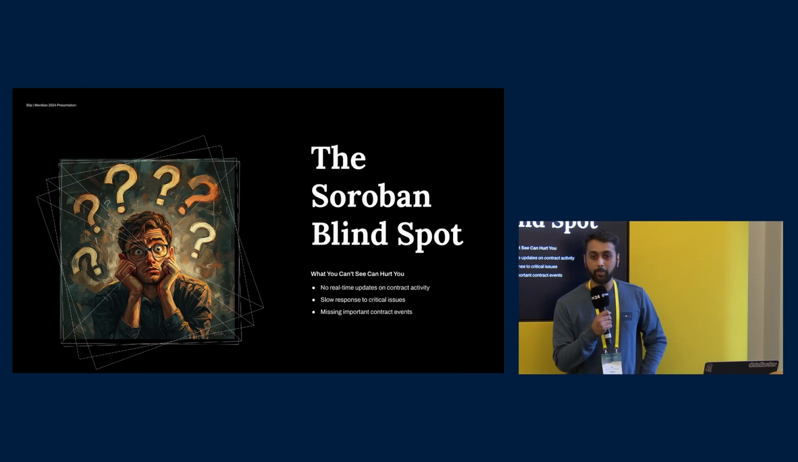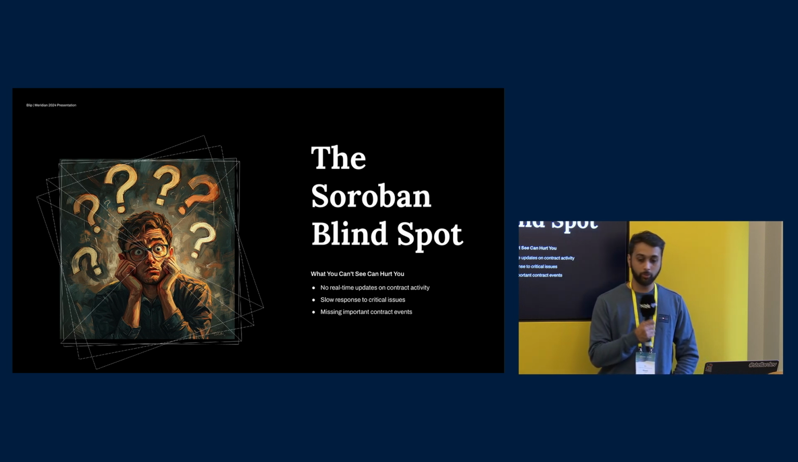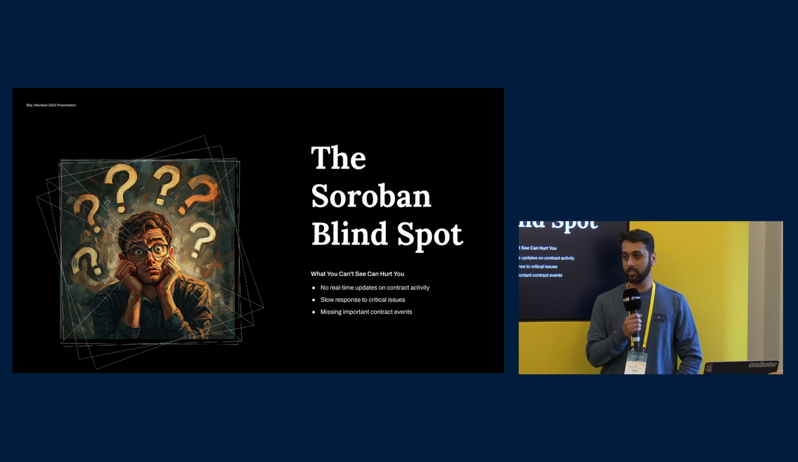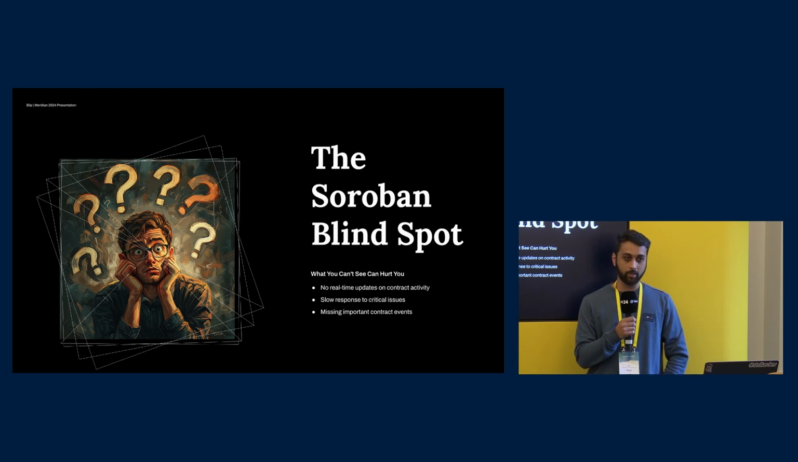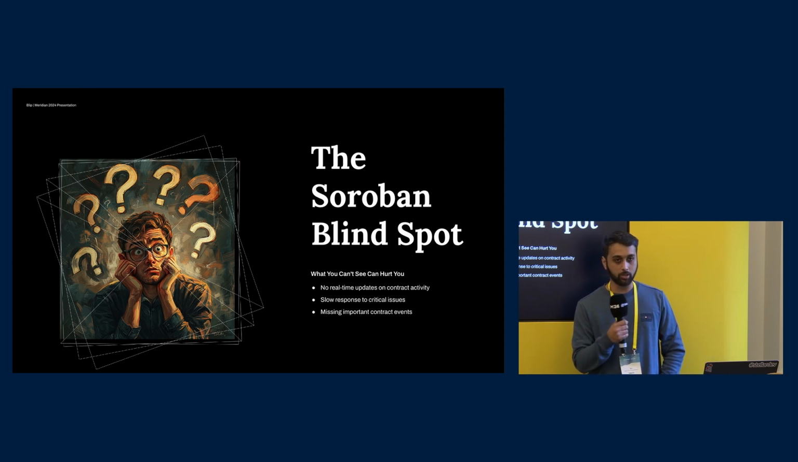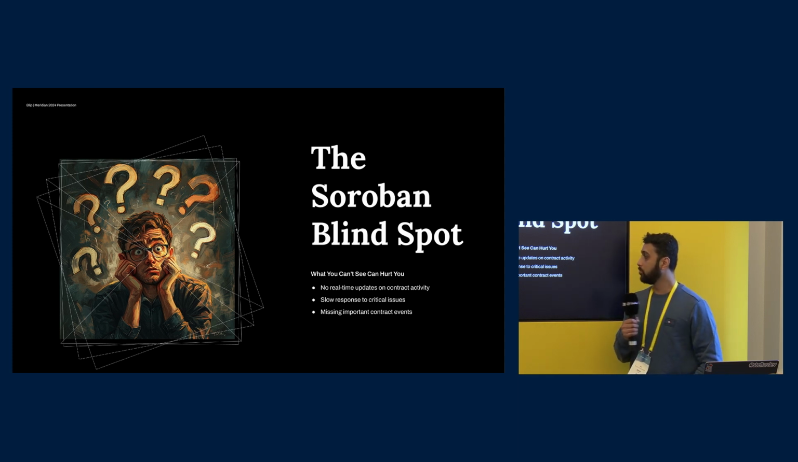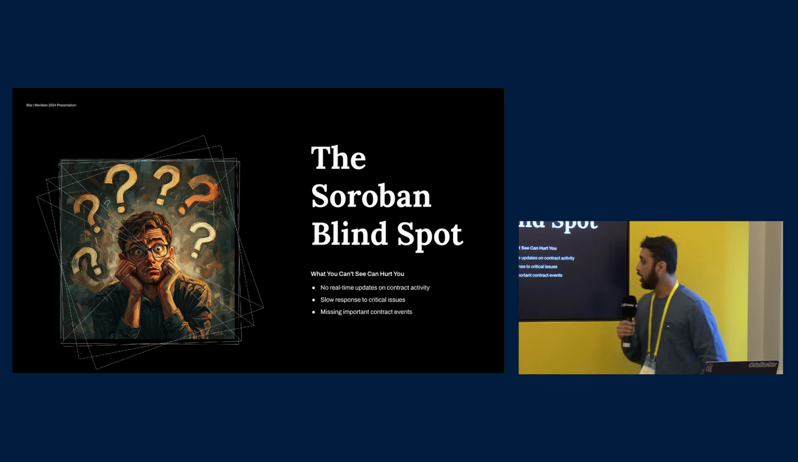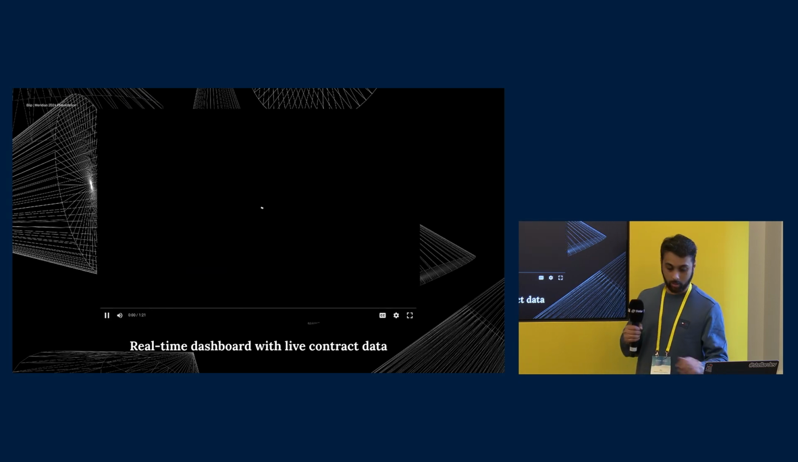So the biggest issue, as you know, for whoever has launched a smart contract on mainnet, is visibility. We don't know what is happening with our contracts, and that's why we can't tell what the transaction failed for, and other sorts of problems. There are no real-time updates on contract activity, and that leads to responses from customers like, okay, this is failing, and missing contract events. So we are solving this.